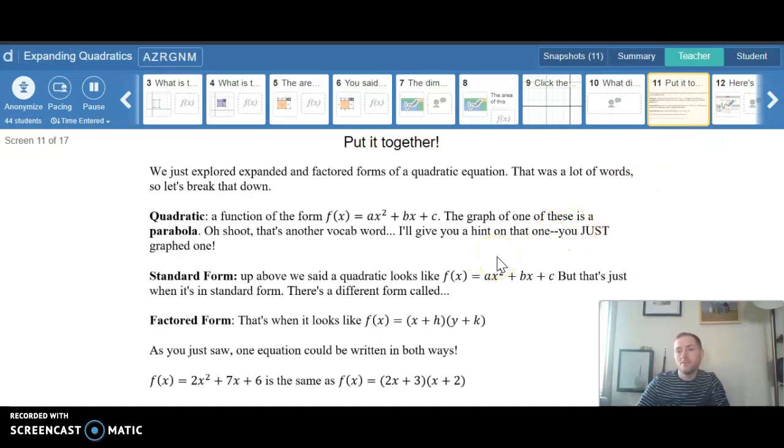So on screen 11, there was a whole bunch of vocab words. The first one is quadratic, and that's anything that has an x squared in it. So ax squared plus bx plus c, it could just be ax squared. Anything with an x squared is basically a quadratic. And when you graph it, you call that a parabola.